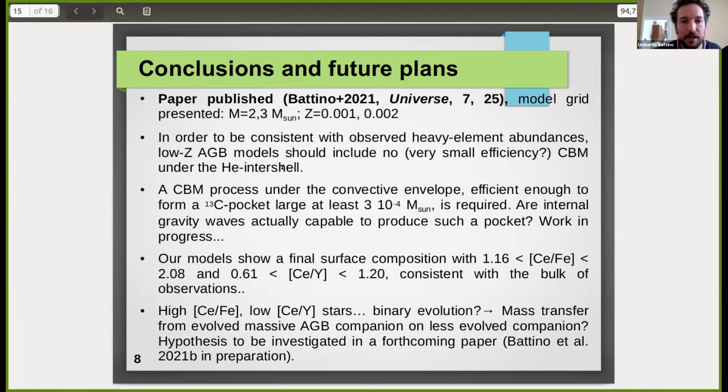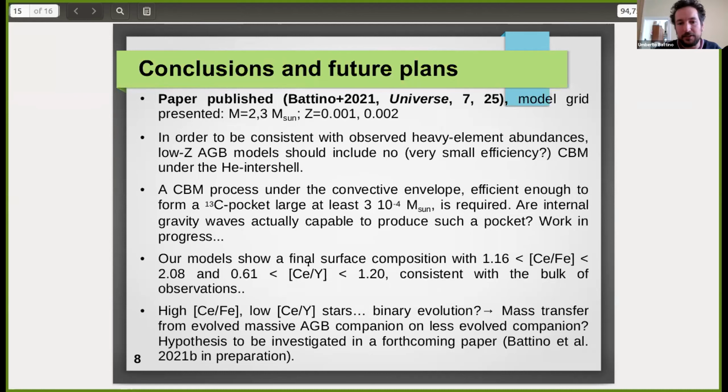That is required. The question is, in my case, I account for a convective boundary mixing which is calibrated on the effect induced by internal gravity waves. So the question is, are internal gravity waves actually capable of producing such a pocket? This is work in progress. We know that they are for solar metallicity models. We don't know yet if they are able in the low metallicity case.